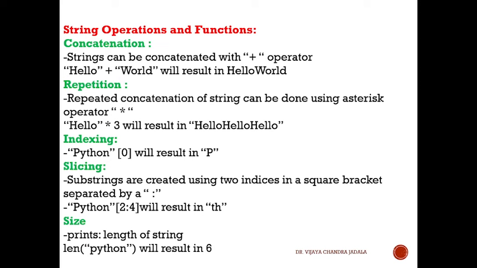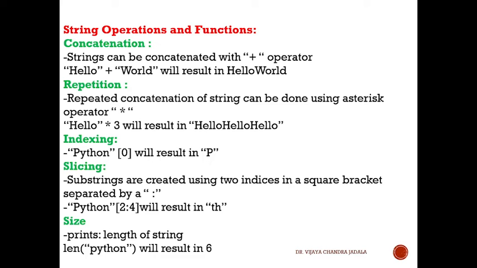Next, string operations and functions. The first one is concatenation. That means we are adding two different strings and they are displayed as a single string. Strings can be concatenated with the plus operator: hello plus world will result in hello world. Repetition: repeated concatenation of a string can be done using the asterisk operator. Hello asterisk 3 means hello will be printed 3 times.